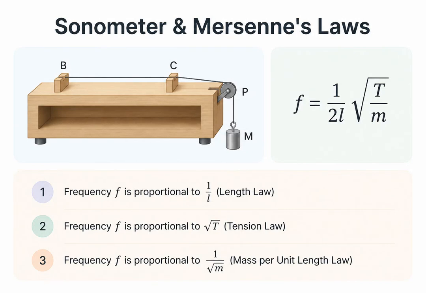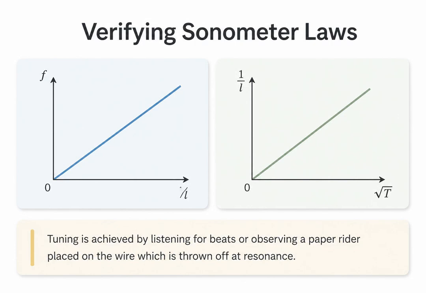Moving from air columns to vibrating strings, we use a sonometer to study transverse stationary waves. The fundamental frequency of a stretched string depends on its length, tension, and mass per unit length, as summarized by Mersenne's laws. The hollow wooden box of the sonometer acts as a resonator, amplifying the sound so we can easily hear it. By adjusting the movable bridges or changing the hanging weights, we can systematically test how each physical parameter affects the pitch.